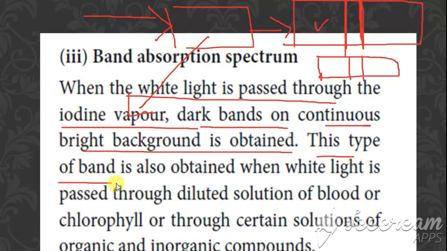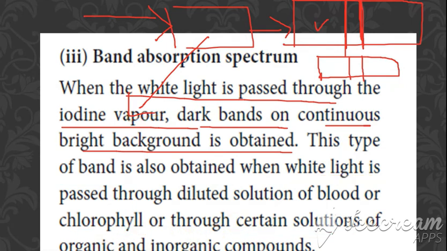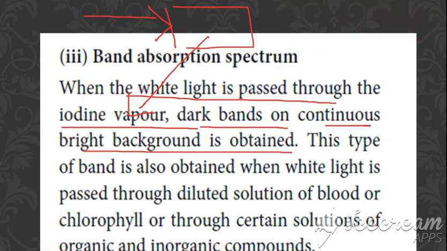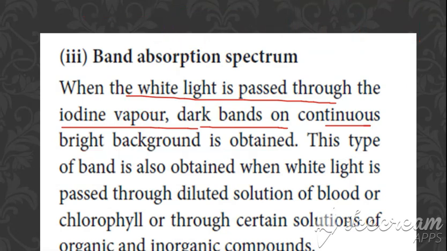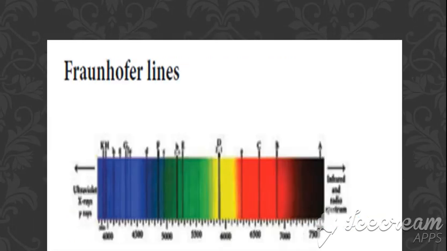This type of band is also obtained when the white light is passed through, so it is not necessary to pass only through iodine vapor, we can also pass through what? A dilute solution of blood or chlorophyll or certain solutions of organic and inorganic compounds. So not only iodine vapor, if we send it through such solutions too, we will get dark bands with a continuous bright background. Clear? So next is Fraunhofer lines.